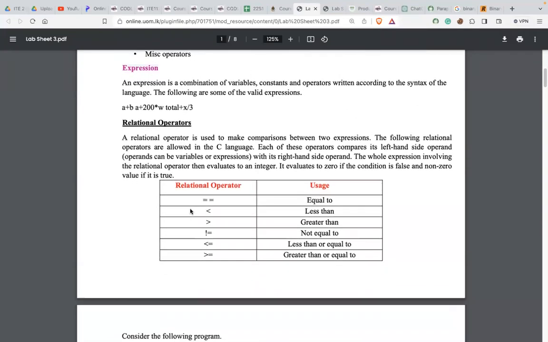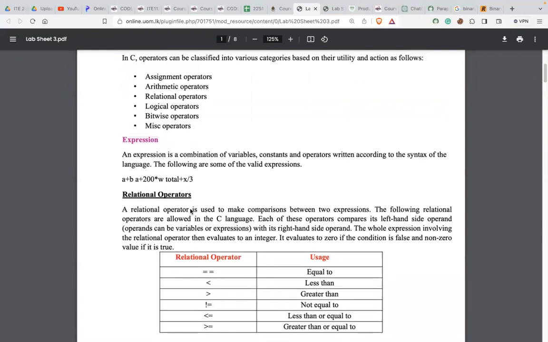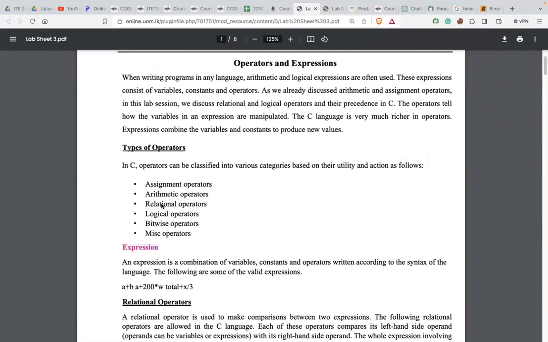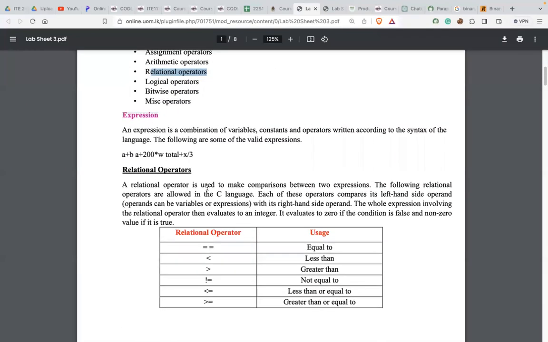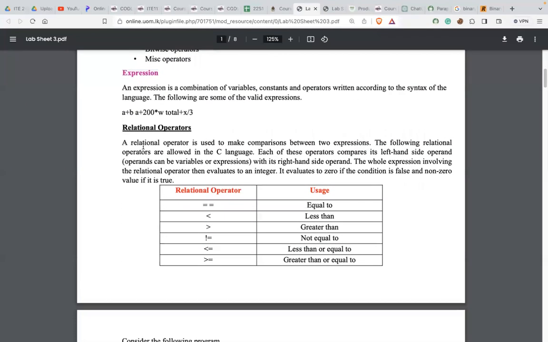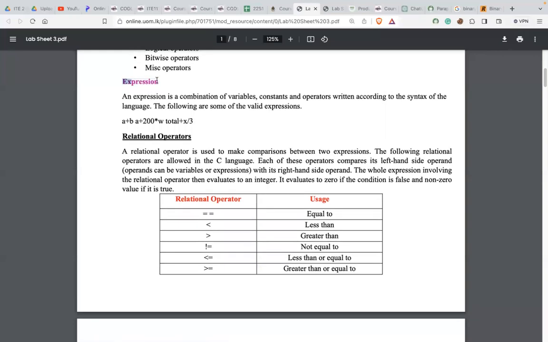Now I'll come to the relational operators. You now have a proper idea of the arithmetic and assignment operators. The next one is the relational operator. A relational operator is used to make a comparison between two expressions. Now you know what an expression means, so a relational operator is used to compare two expressions. The following relational operators are allowed in the C language.